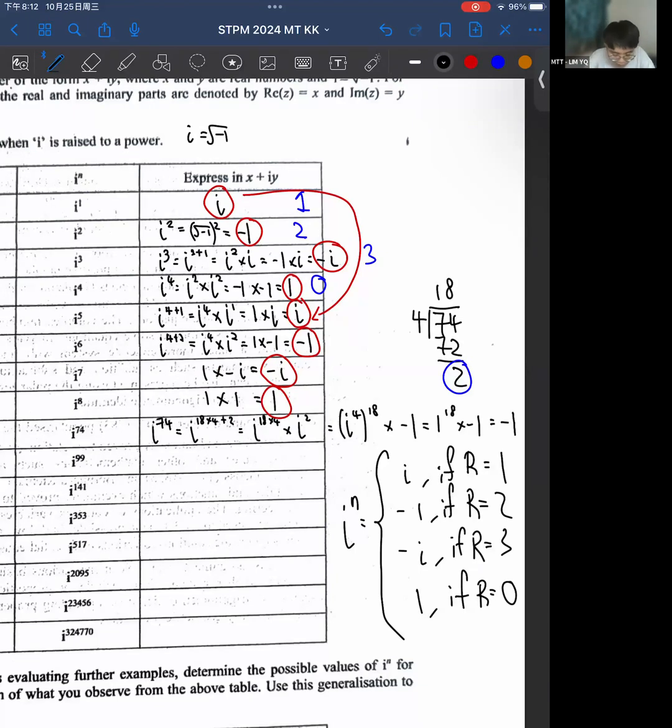So let's say I want to do 99. 99 divided by 4, look at the remainder. What is the remainder? 3, right? This one you should know how to do. The remainder is 3, so we look at this one. So the result is -i by using this. Similarly, you do for the rest. I think you already got the point. I try to do the last one for you.